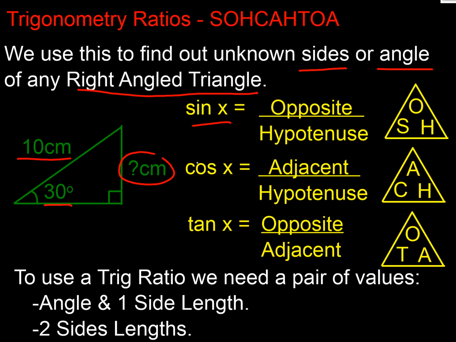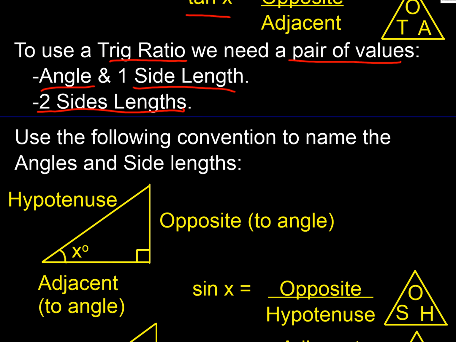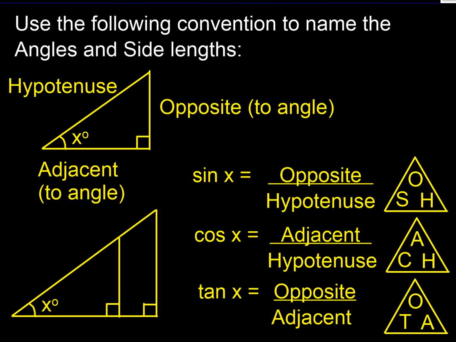We've got three ratios: sine, cosine, and tangent, and these ratios are defined by the ratio of the lengths of the sides. They're often seen over here on this side, presented as triangles, each one reading SOH, CAH, and TOA. So what do we need in order to use trig ratios? Well, we need a pair of values: we need an angle and a side length, or we need two side lengths.